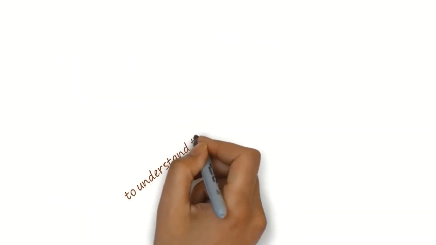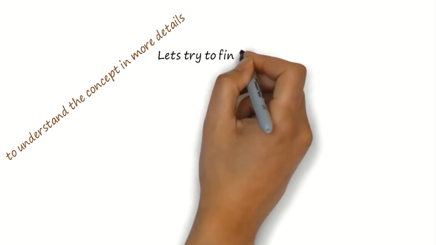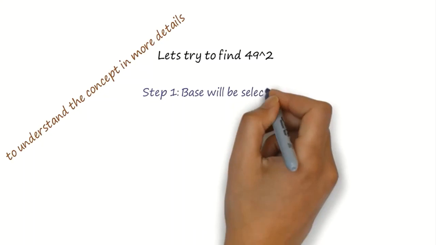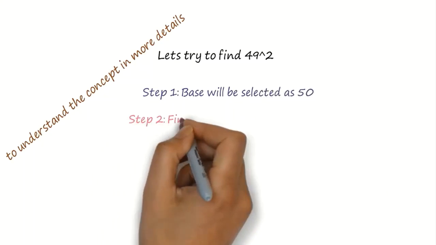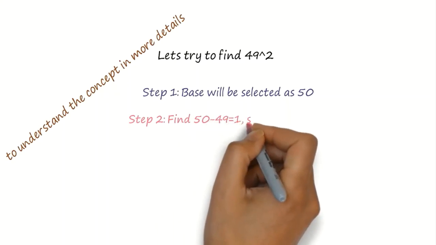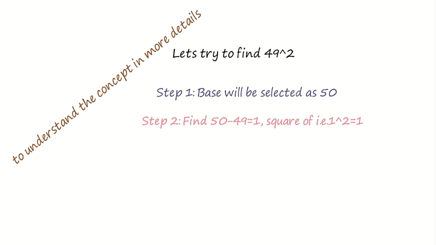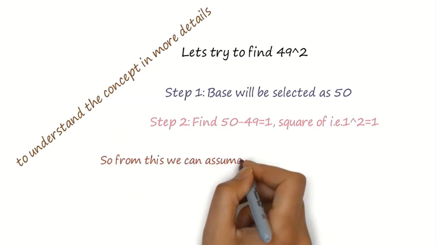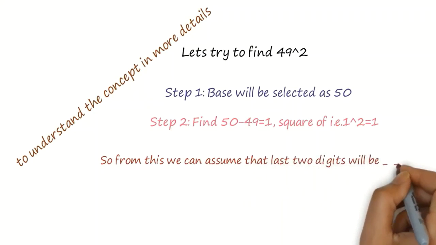To understand this concept in detail, let's try to find 49 square. So as discussed, the first step is to select the base, and this is closest to 50. So we select the base as 50. Now the calculation will be base minus number, which gives us 1, and 1 square is also 1. So from this, we can assume the last two digits of the expected answer will be 01.